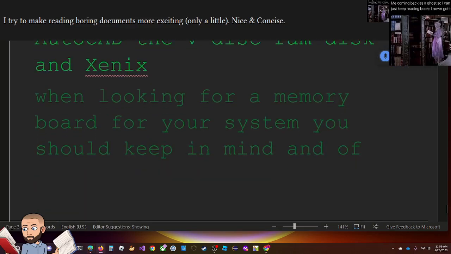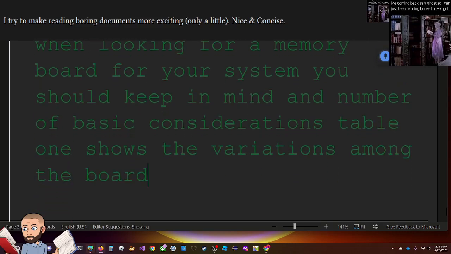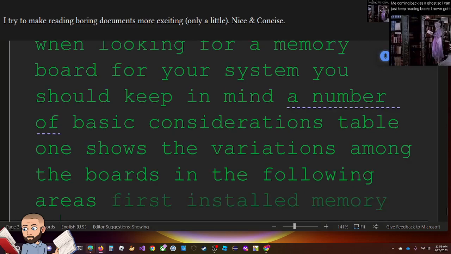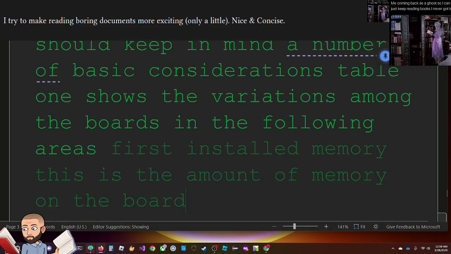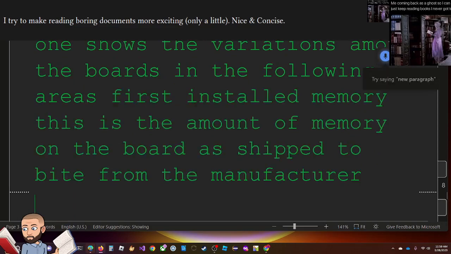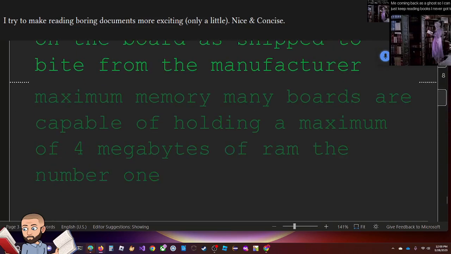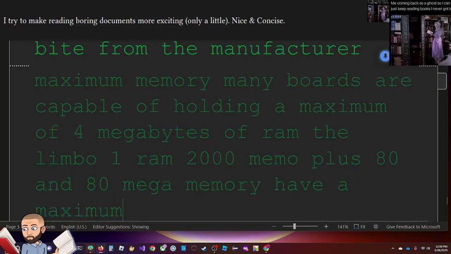When looking for a memory board for your system, you should keep in mind a number of basic considerations. Table 1 shows the variations among the boards in the following areas. First, installed memory. This is the amount of memory on the board as shipped to Byte from the manufacturer. Maximum memory. Many boards are capable of holding a maximum of 4 megabytes of RAM. The Limbo 1, RAM 2000, Memo Plus AT, and AT Mega Memory have a maximum capacity of 2 megabytes.